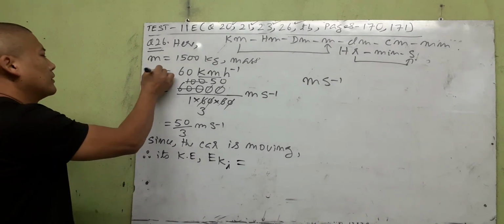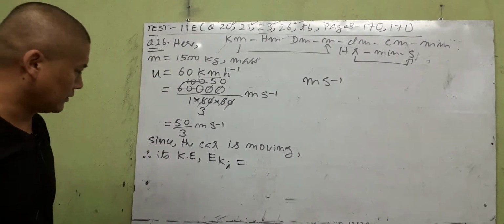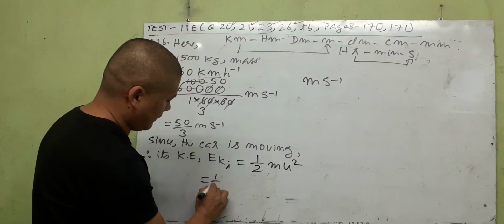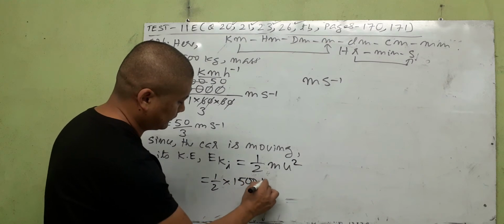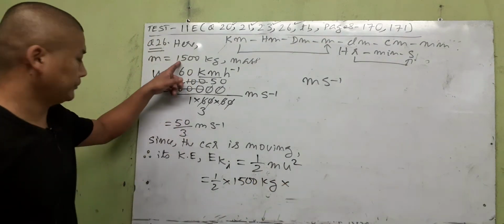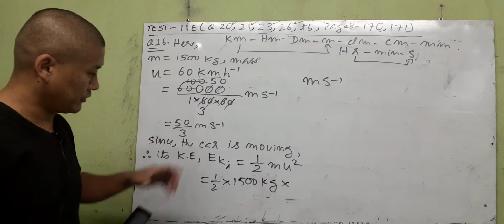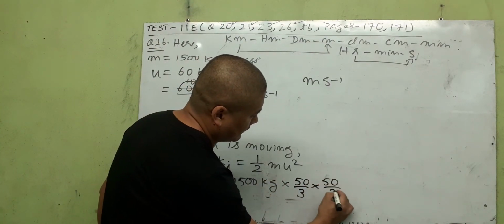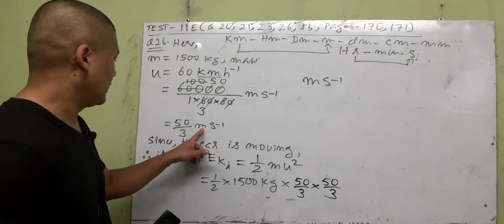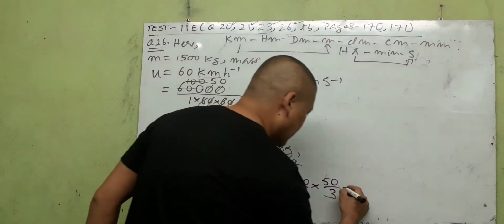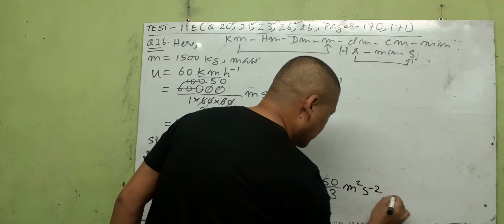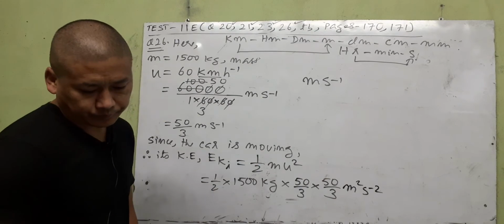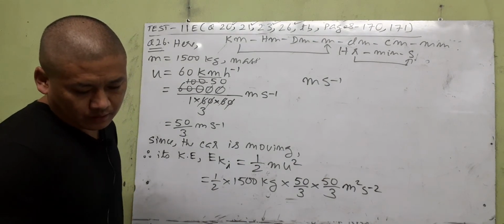half m u square, initial u. Half into mass is 1500 kg, as you can clearly see here. u is 50 by 3, so u square will be 50 by 3 into 50 by 3, and this one squared, so meter square, and second to the power minus 2. So this way we can now cancel here.